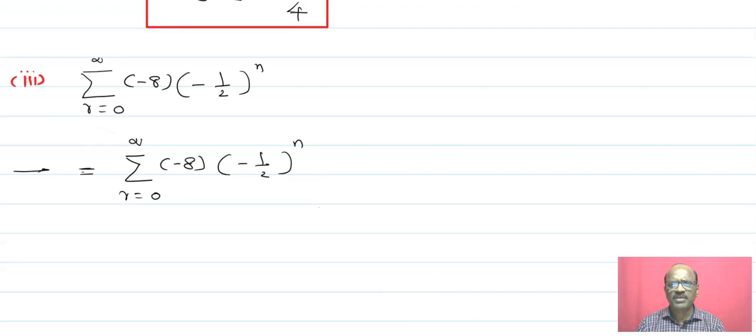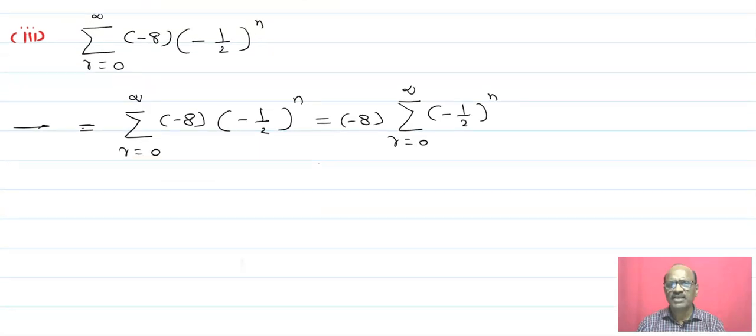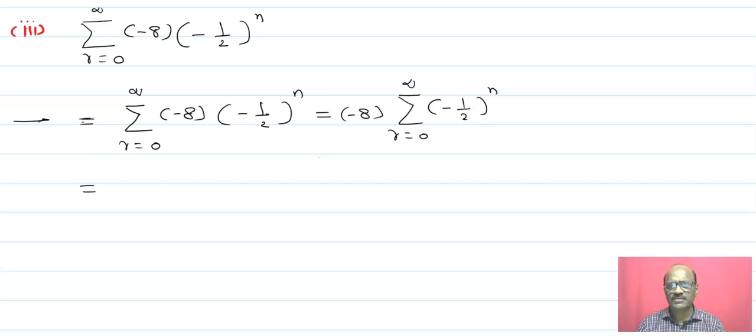This is the writing problem. Therefore, minus 8 is constant. Therefore, we can write it outside, that is the summation term. That is, first minus 8, summation r equals 0 to infinity of (minus 1 upon 2) raised to n, and that is minus 8.